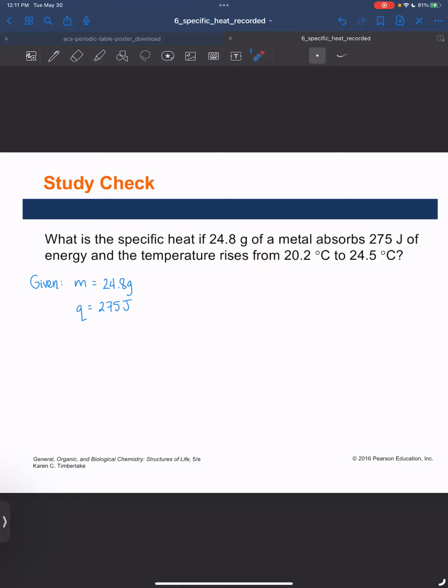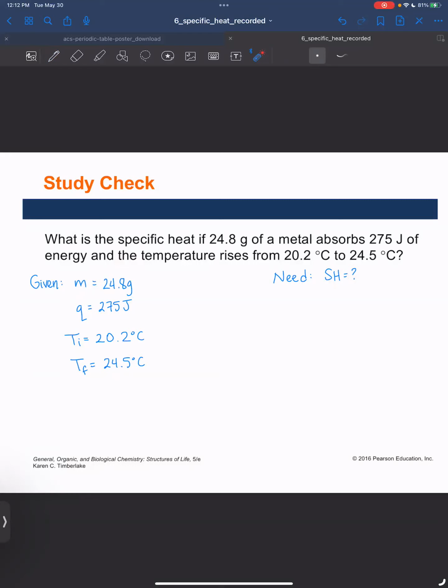It says from 20.2, so that implies this is the initial temperature, to 24.5, that implies that is the final temperature. So we have TI initial is 20.2 degrees Celsius. TF, which is final temperature, is 24.5 degrees Celsius. And we need specific heat because this is an unknown metal. So we don't know the identity of the metal, so we can't look up the specific heat. We're using these values to help us figure out the specific heat of the metal.